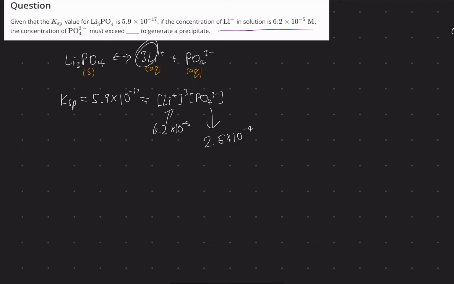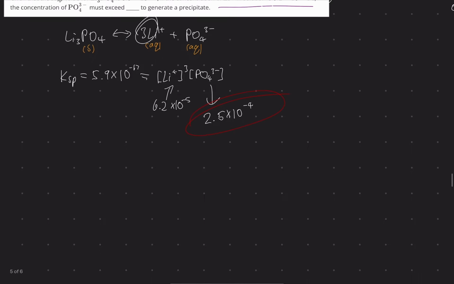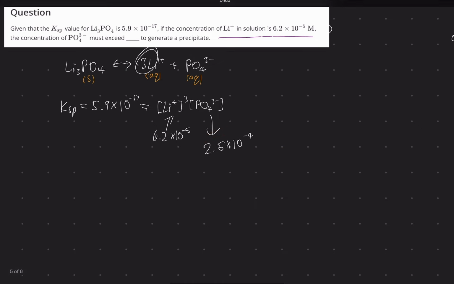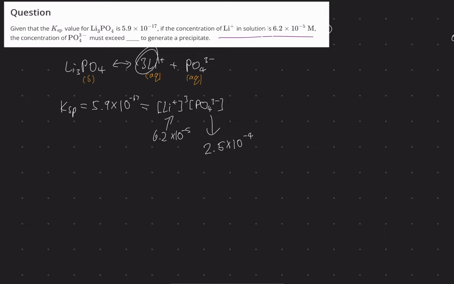But what does this mean for us? And so what this means is that if you have a concentration of Li that's 6.2 times 10 to the negative 5th, and you also had this concentration of the phosphate, then the precipitate would start to get created. So if you added slightly more than this, then a tiny bit of precipitate would be created. So this is like the minimum required amount to start creating a precipitate.